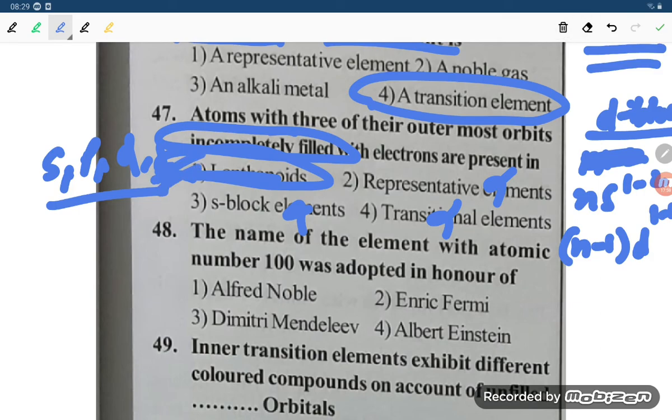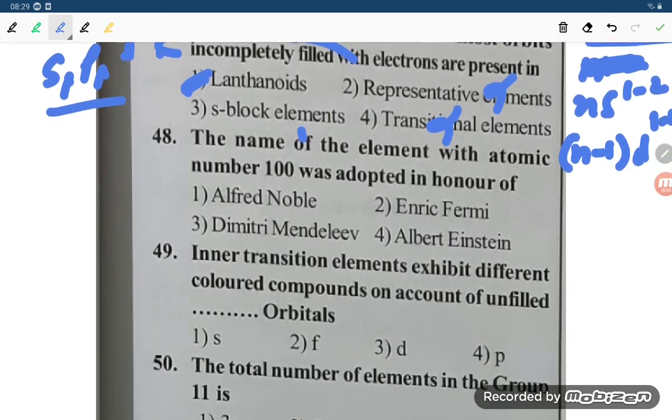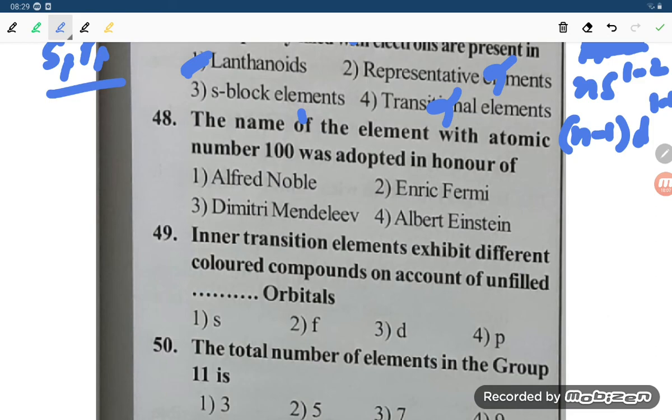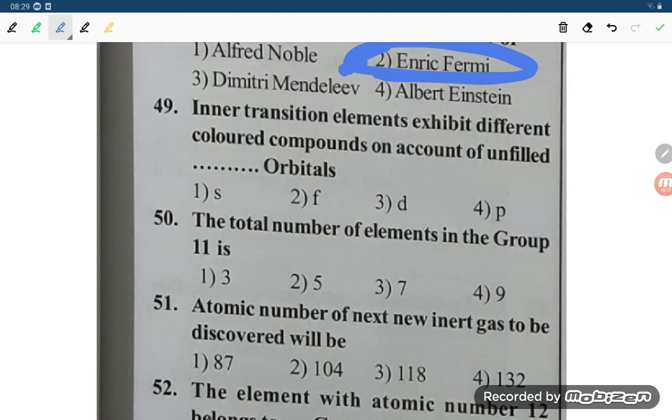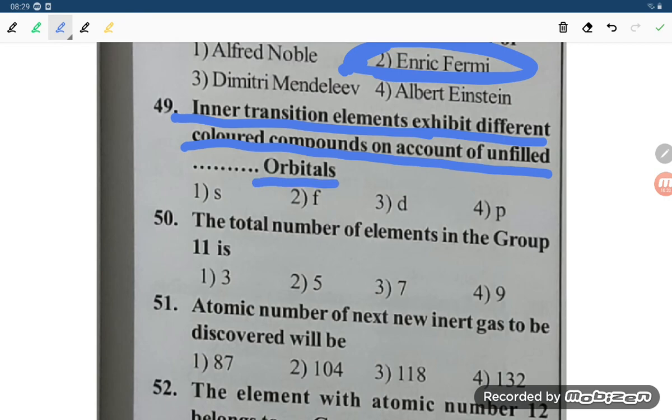Now let us move to the next one. 48. The element with atomic number 100 was named in honor of Enrico Fermi. Option number 2 is correct. Nothing is there, a memory based question. Inner transition elements exhibit different colored compounds on account of unfilled f orbitals.